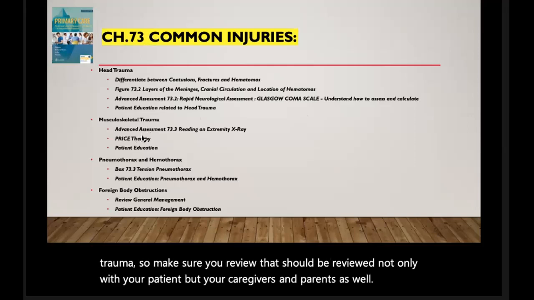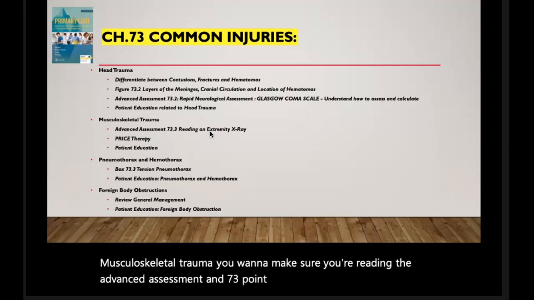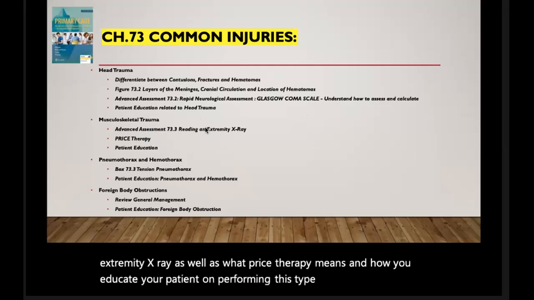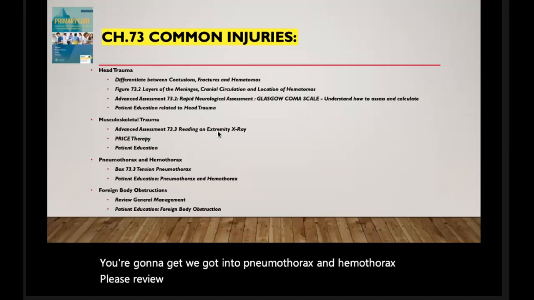Musculoskeletal trauma, you want to make sure you're reading the advanced assessment in 73.3 and reviewing how to read an extremity x-ray, as well as what PRICE therapy means and how you educate your patient on performing this type of therapy. We got into pneumothorax and hemothorax. Please review box 73.3 for tension pneumothorax, as well as patient education.